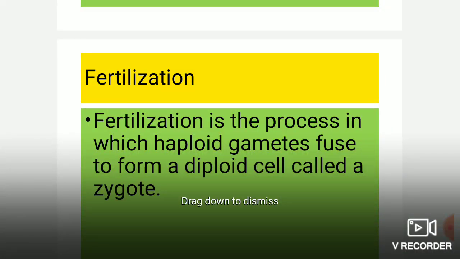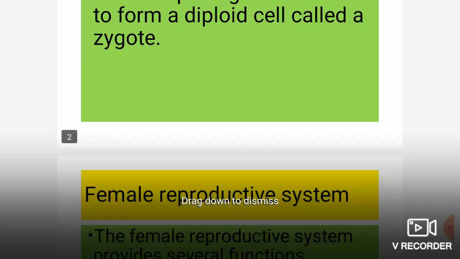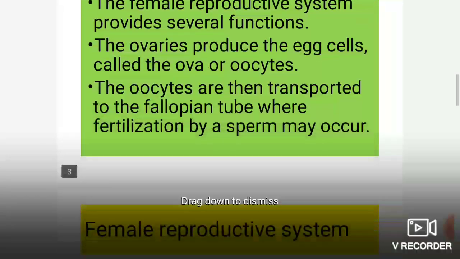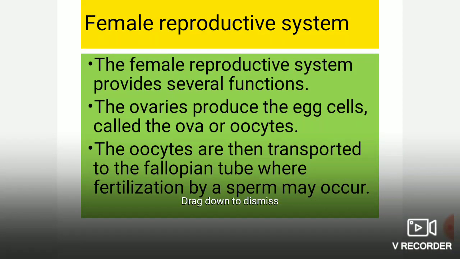So fertilization is a process in which haploid gametes, that means two different types of gametes, male and female gametes, fuse together to form a diploid cell which is termed a zygote, which will have the full number of chromosomes, but the gametes had half the number of chromosomes.